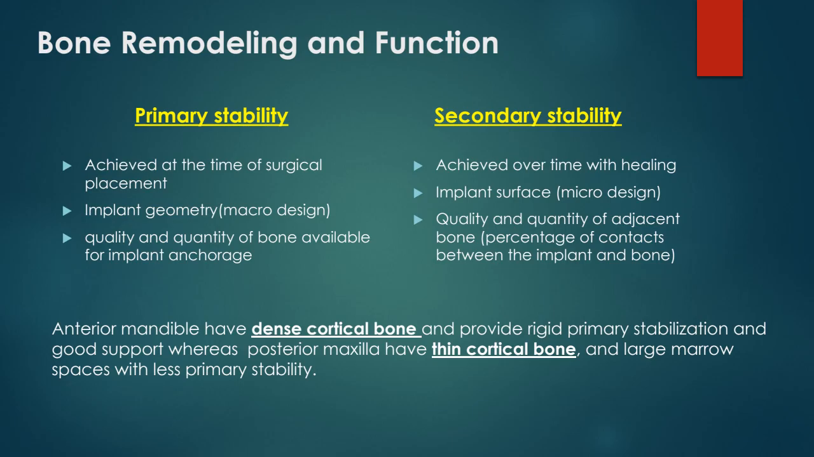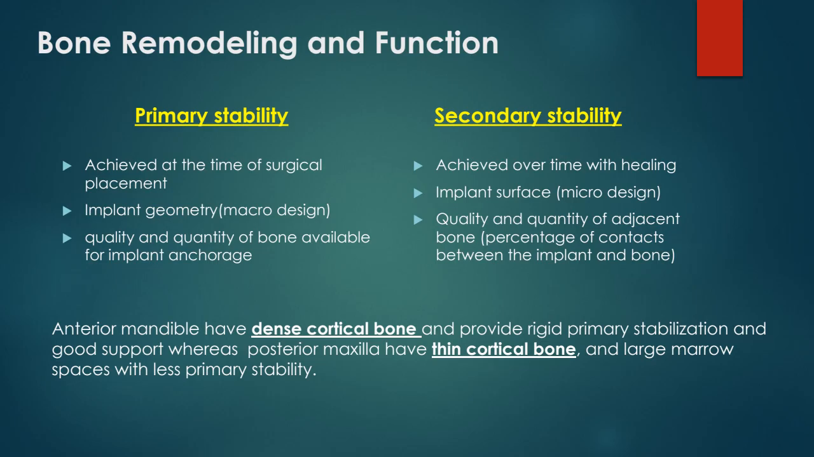Secondary stability is when we place the implant, for example, in an extraction site and wait until distant osteogenesis occurs, so healing is achieved over time. Stability results from time and healing. It's also affected by the implant design and also the quantity and quality of the bone.